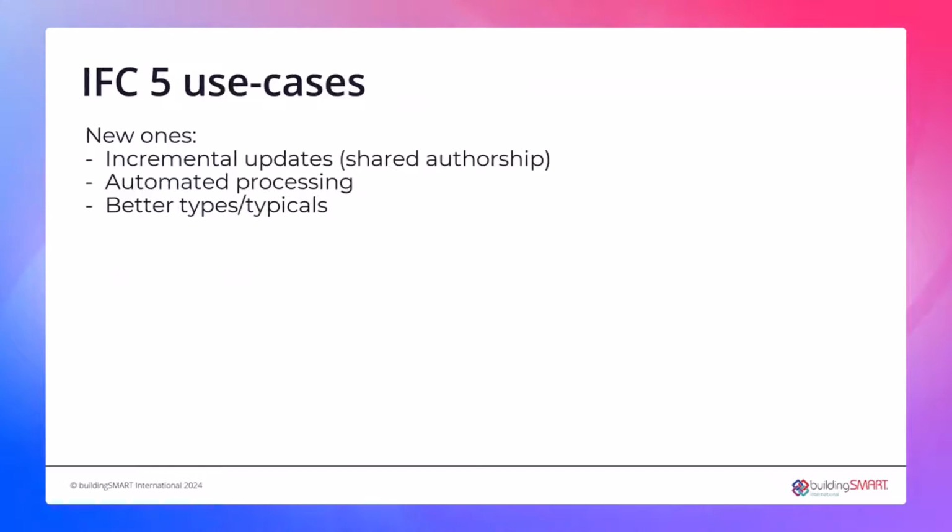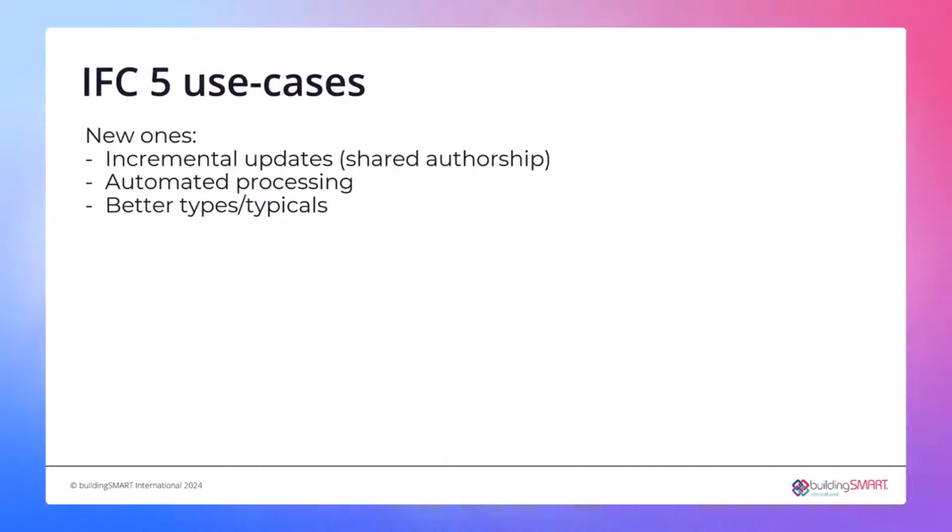Then a bit about these use cases, because like I said, this has implications. We do want to have new use cases in here, like incremental update, shared authorship, automated processing, and also a better way of doing types or typicals, however you want to call it. I always have the example of a door type that is used 200 times: when you click it, there's only that one thing that you can click. You cannot individually select the glass or the wood or the panels. That is something that we would like to have. That's a common request.